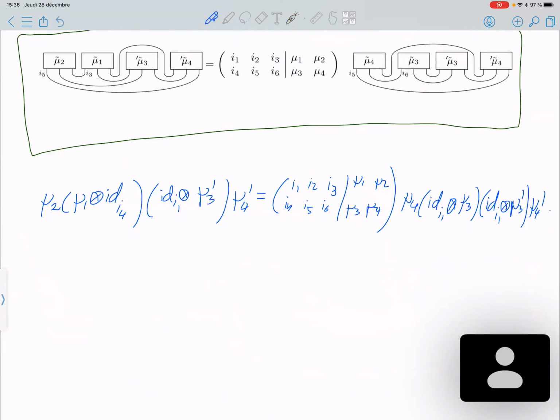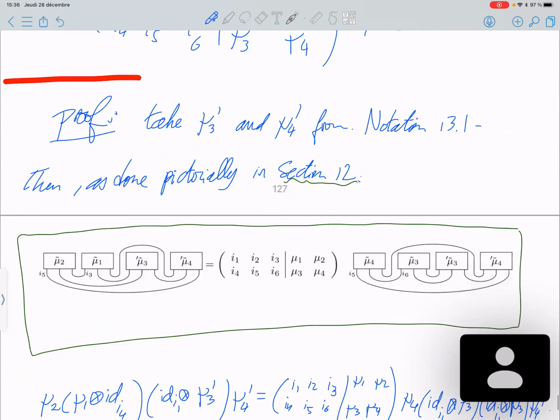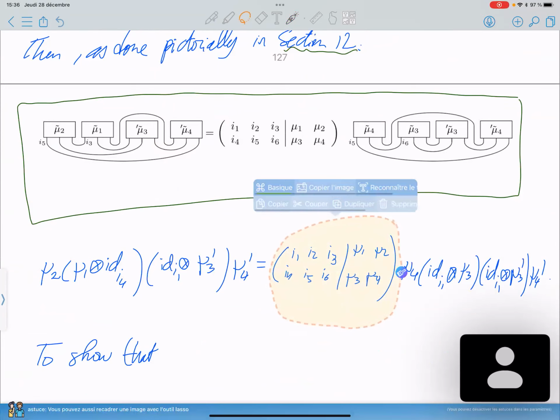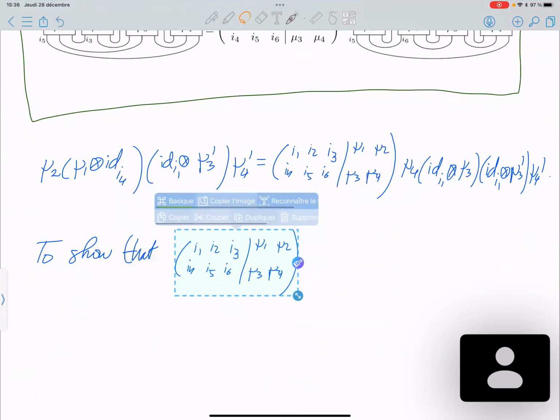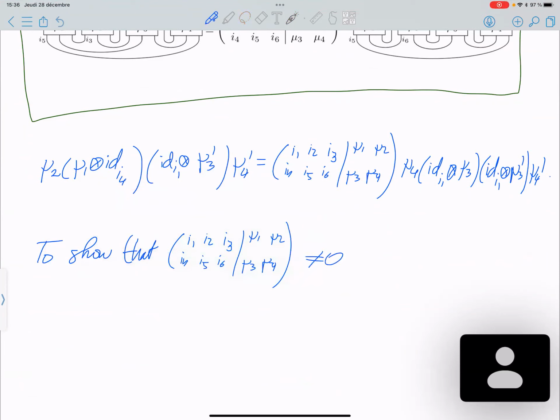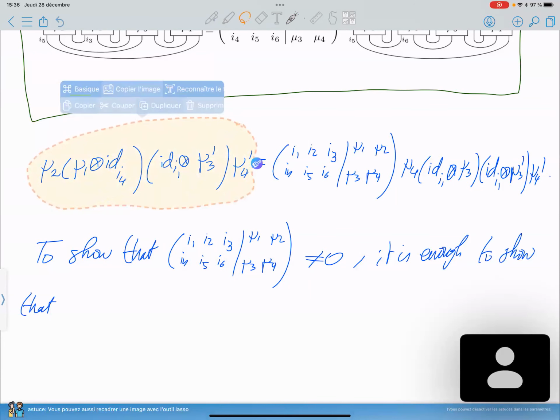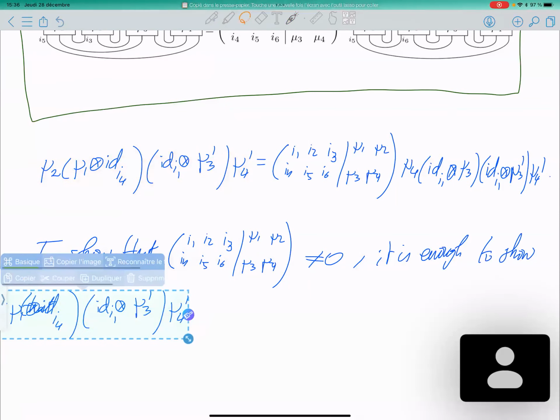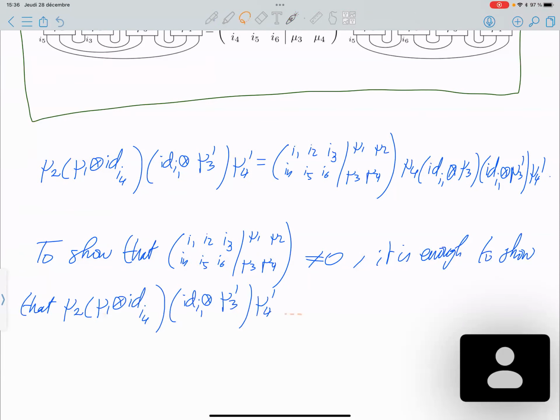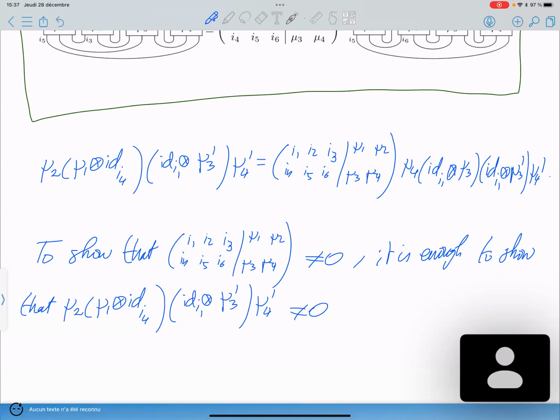So to show that this is non-zero, it is enough to show that the left-hand side is non-zero. Okay.